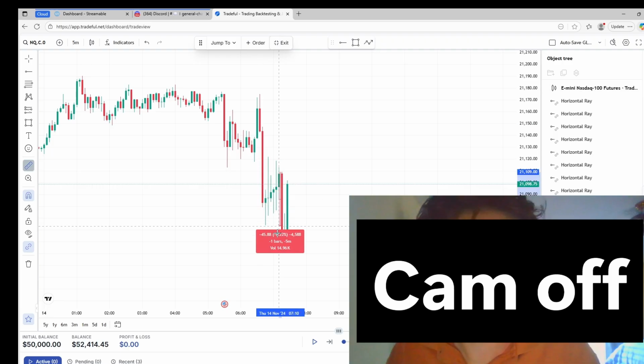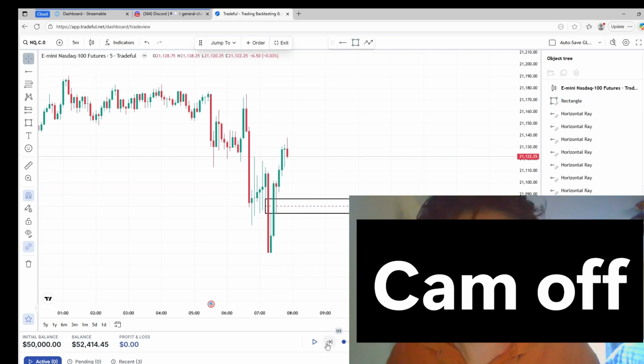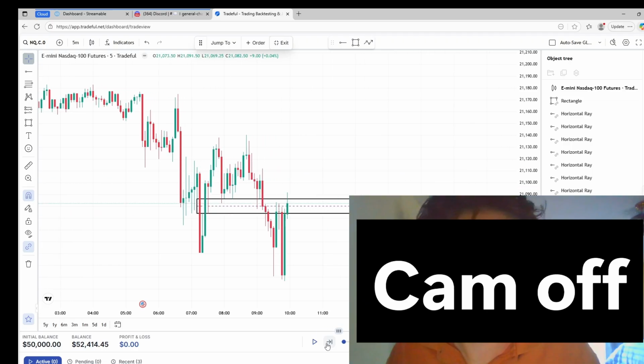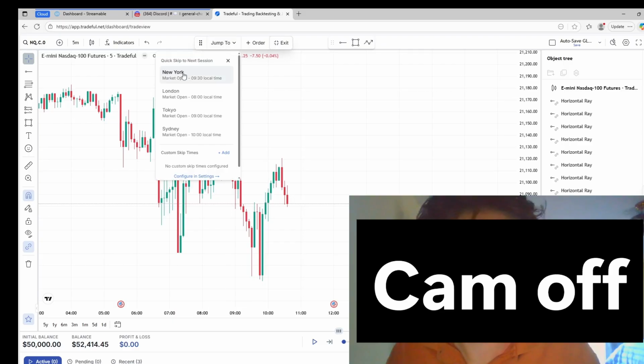So here we have another gap though. If we could just kind of get a more cleaner rejection off this gap, I'd probably take it. But yeah, nah. All right, we're just gonna jump to the next market open here too.